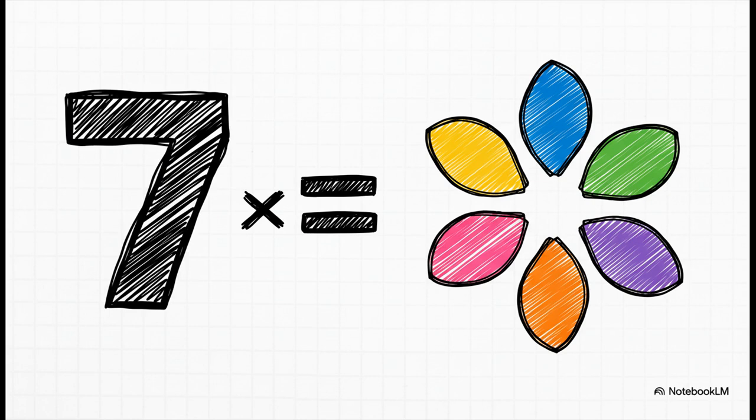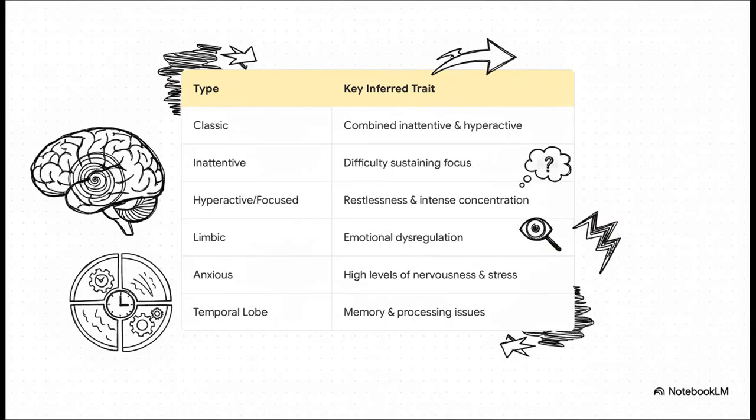It just goes to show how easy it is for something that's not quite right to get packaged up in a neat, good-looking graphic and spread around. So just to quickly recap the 6 types that the graphic did show us, we had the officially recognized ones, like classic, inattentive, and hyperactive, and then it mixed in these unofficial, more speculative ideas like limbic, anxious, and temporal lobe. But the real takeaway here isn't the list itself. It's the fact that a single flawed image can just throw fact and fiction together and present it all as if it's on the same level.